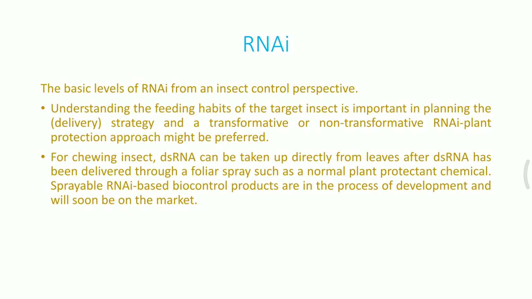For chewing insects, double-stranded RNA can be taken up directly from the leaves after it has been delivered through a foliar spray. So just the spraying of the inoculant is done on the leaves of the plant, like a chemical spray. This technique is still on the verge of being developed, and soon it will be developed. We will be able to use this for producing the change in any plant.